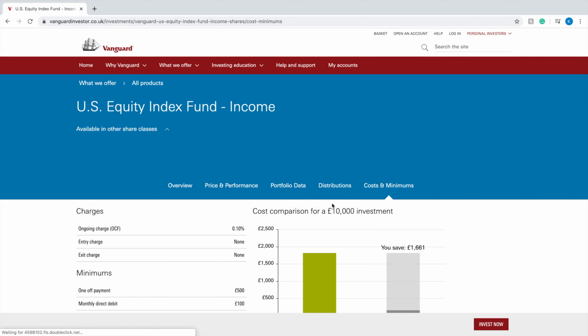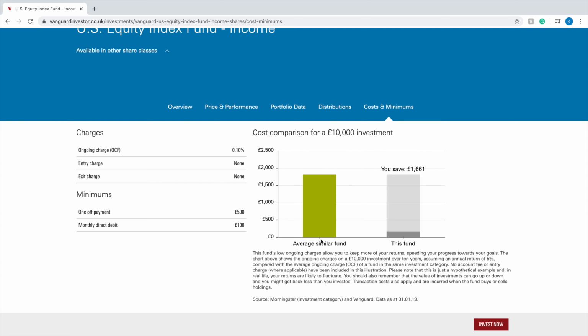Then we've got cost and minimum. So that's the cost of actually investing in this fund. And again, it's dirt cheap, just 0.1%. No entry and exit charges. However, you do have to start off with a £500 investment. And if you want to do monthly direct debits, then you can do £100.